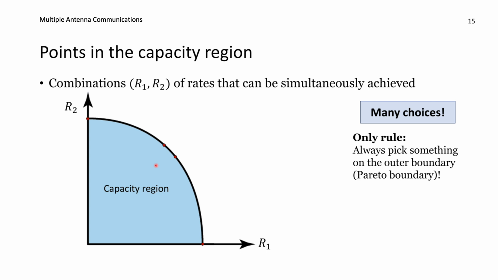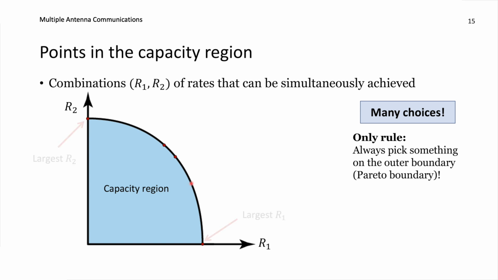So that was not a good starting point. But if we are picking something on the boundary, the only way to improve the performance for user 1 is to move to the right here, and then to stay inside the region we need to reduce the rate for user 2. And then we have a strict trade-off, and we need to figure out which point on this boundary to pick. And there are many choices here, and there is no optimal one.